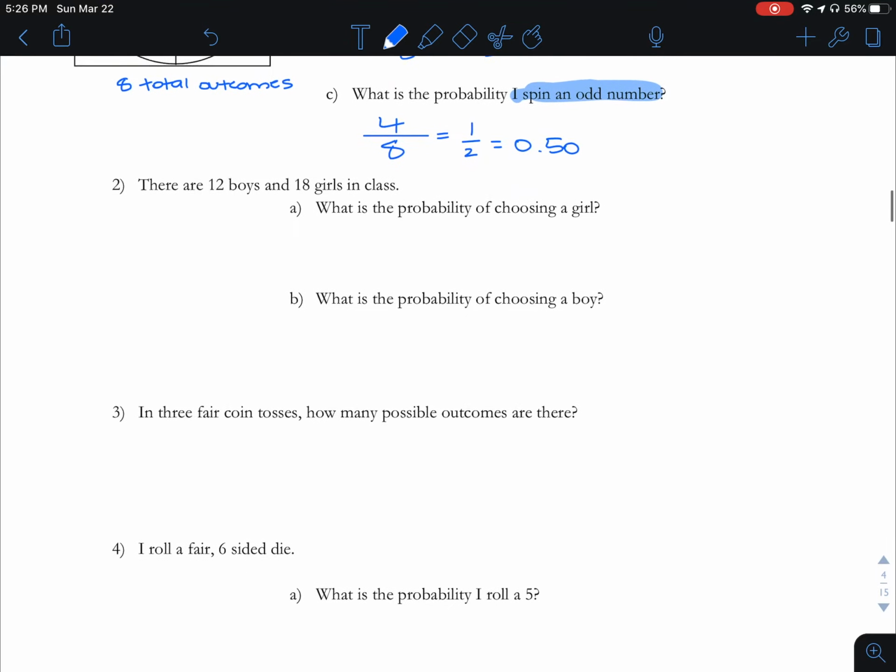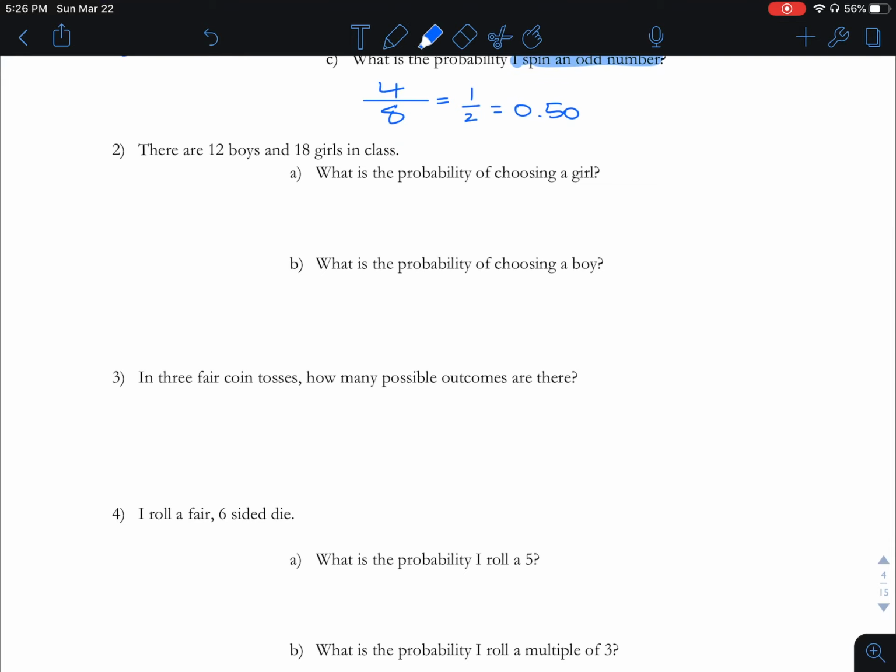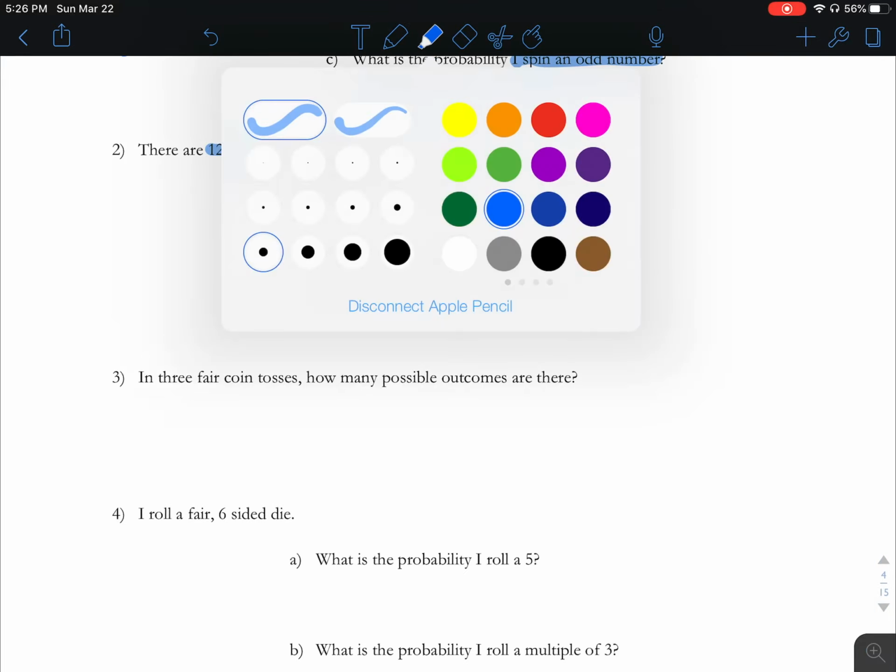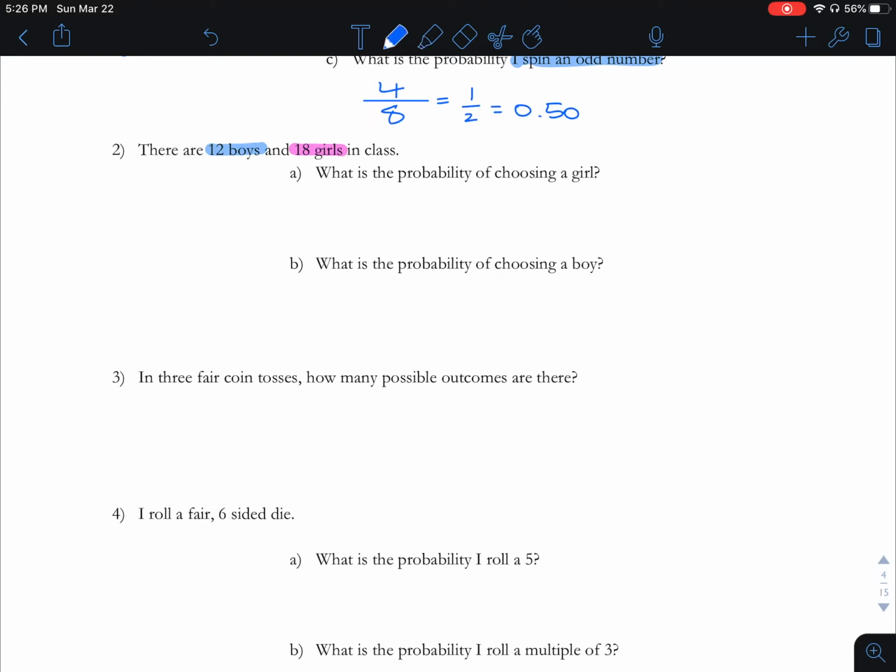Let's move on to example 2. So I have 12 boys and 18 girls in class. What is the probability of choosing a girl? What is the probability of choosing a boy?